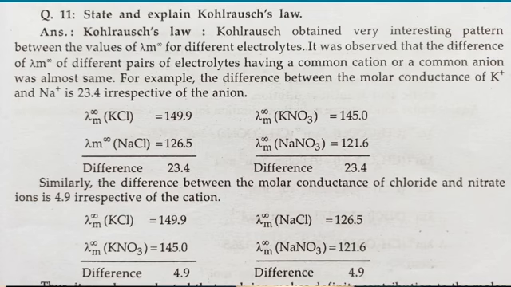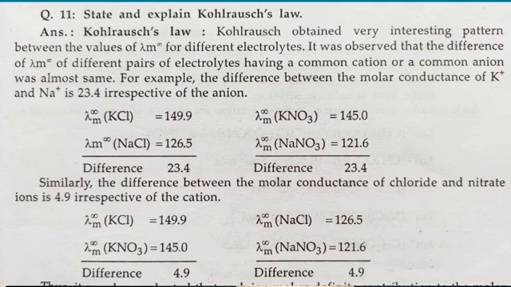So you can clearly observe that in the first case, potassium chloride and potassium nitrate, the cation is common. The anion is different, and in the second case again the anion is different, but the first case has potassium and the second case sodium, and the difference is the same. That is the interesting phenomenon observed, and the law is given by Kohlrausch, and hence it is called Kohlrausch's law.